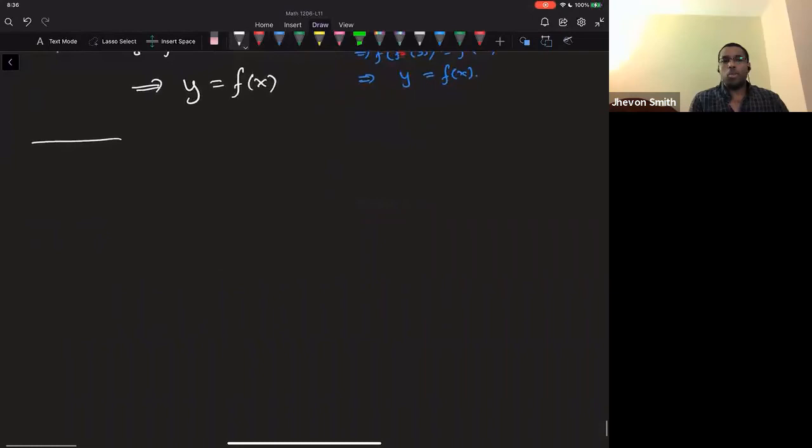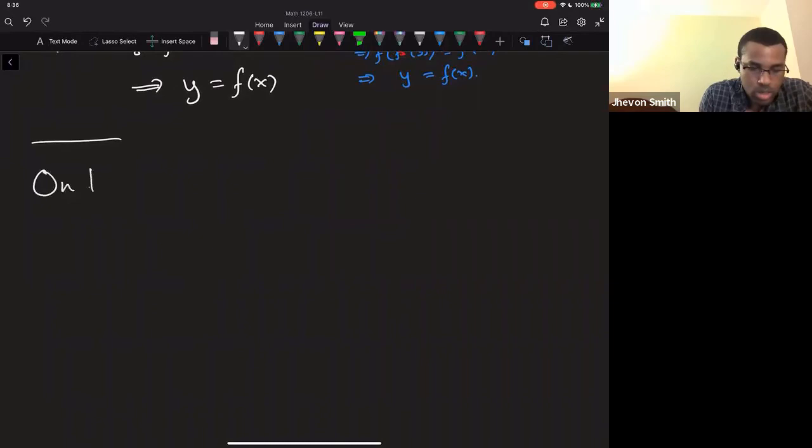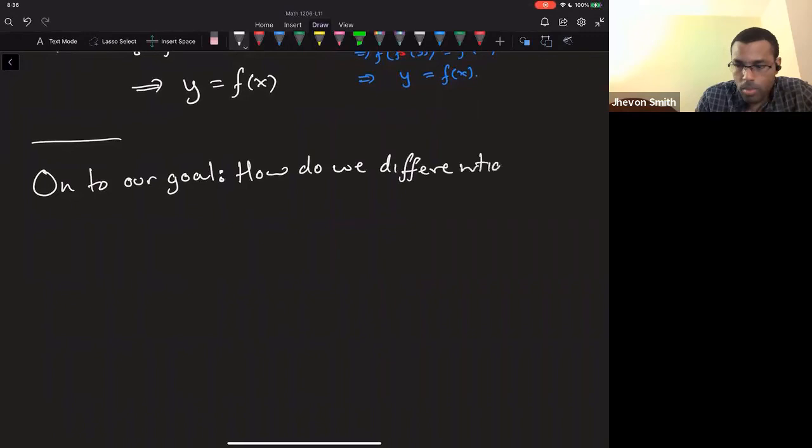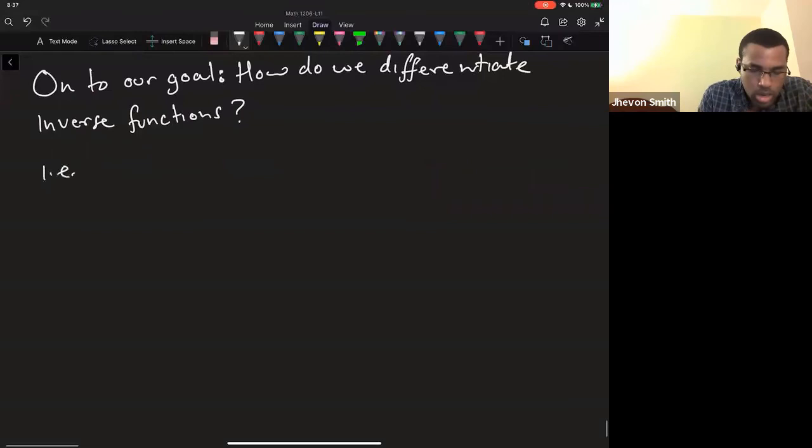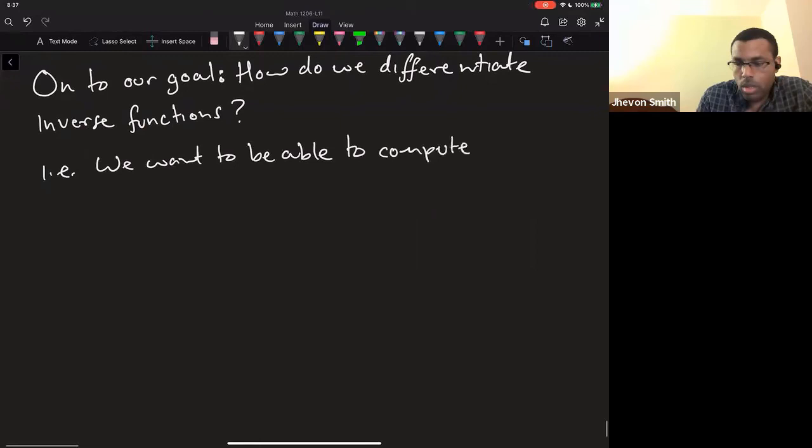So now on to our goal. We want to know how to differentiate inverse functions. That's the point. I.e., we want to be able to compute something like d dx of f inverse of x, right?